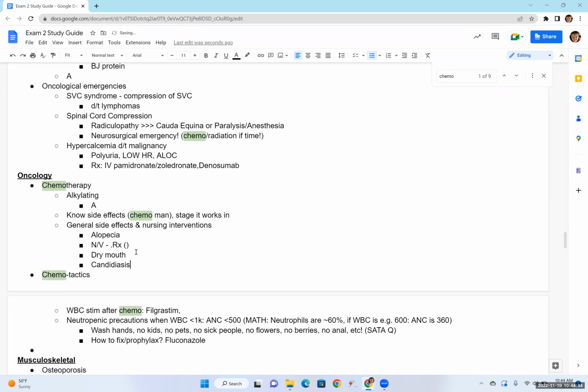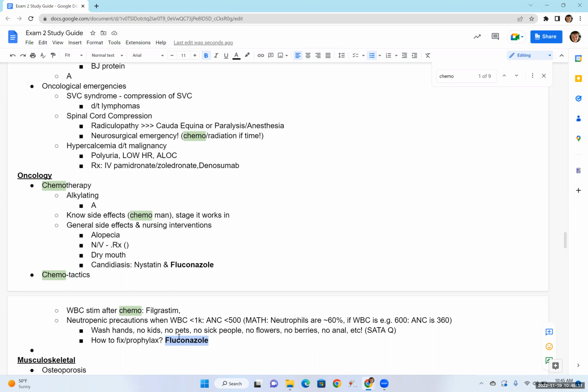Let's go to the, we're still in the mouth and esophagus, to get candidiasis. And how do you fix that? You do fluconazole, right? You can give the nystatin, right? And fluconazole is also attached to this one down here with neutropenic precautions, right? You should just start fluconazole if someone is really neutropenic.